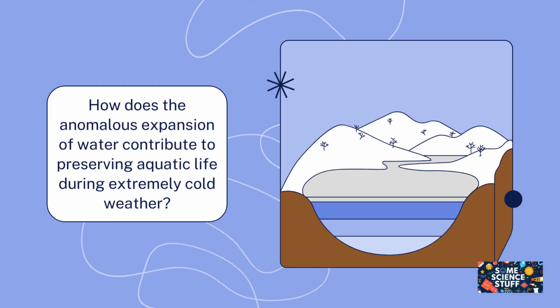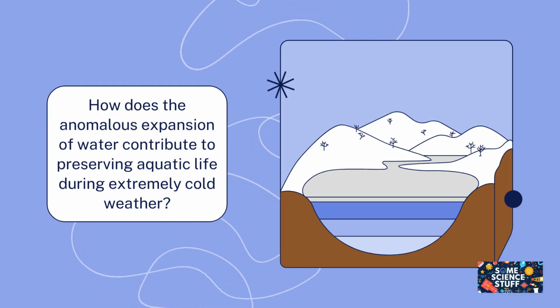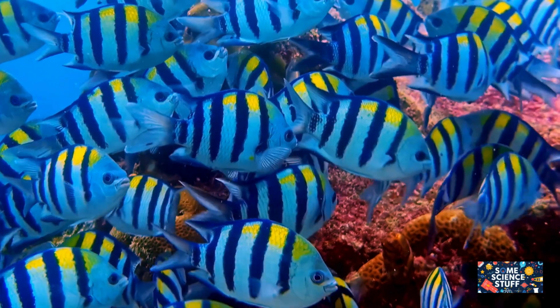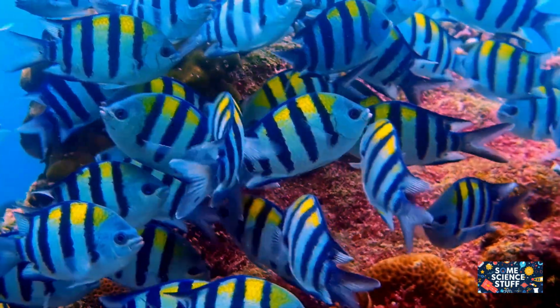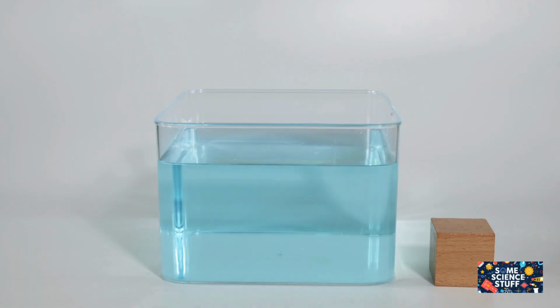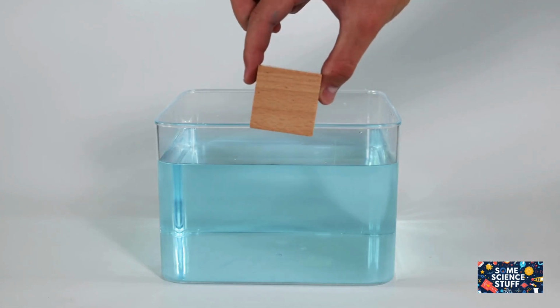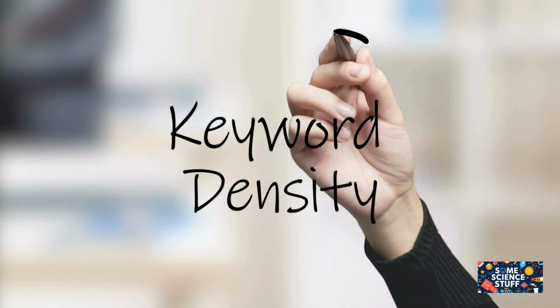How does the anomalous expansion of water contribute to preserving aquatic life during extremely cold weather? Beneath the ice, the deeper water remains close to 4 degrees Celsius, which is warm enough for fish and other aquatic organisms to survive. As we've seen, the anomalous expansion of water is one of nature's most remarkable phenomena. Unlike most substances, water becomes less dense when it freezes, causing ice to float on the surface instead of sinking.